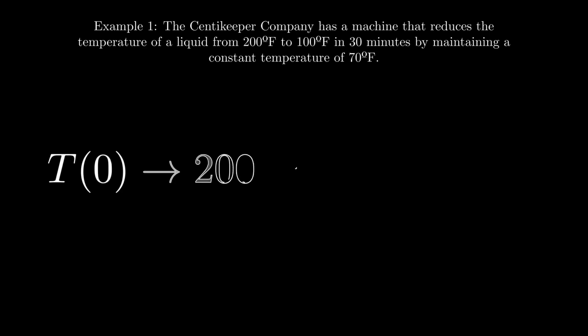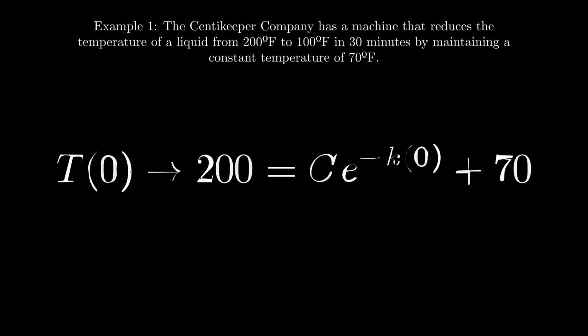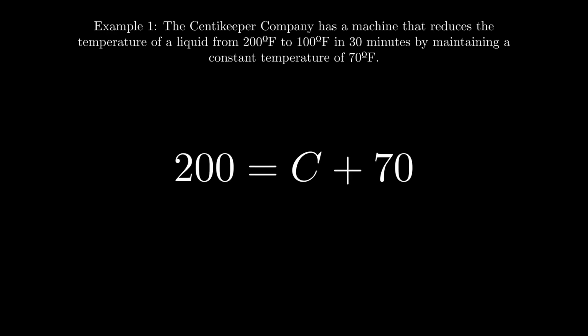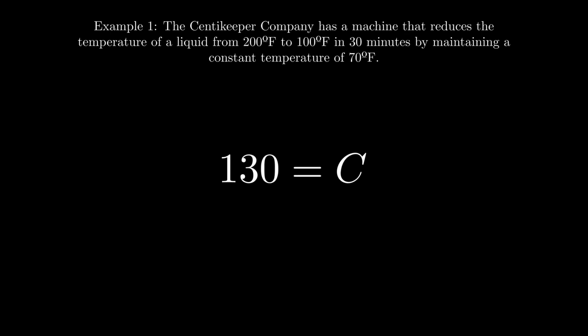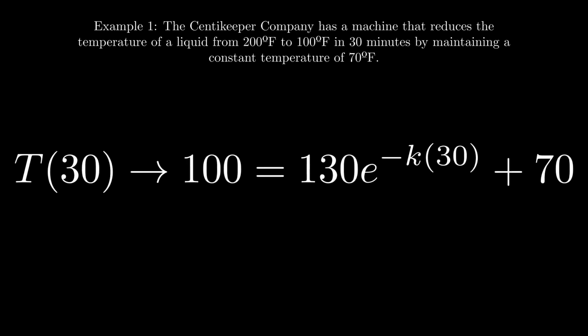So now let's work on finding out the values for the first company. We know what T of 0, T of 30 and the constant temperature are, so let's just replace the values and solve for C. Now that we know what C is, let's replace it in the original function and solve for K. In this case, we used T of 30 and use T as 30 in the exponent because we want K to actually have a value and not just be equal to 0.